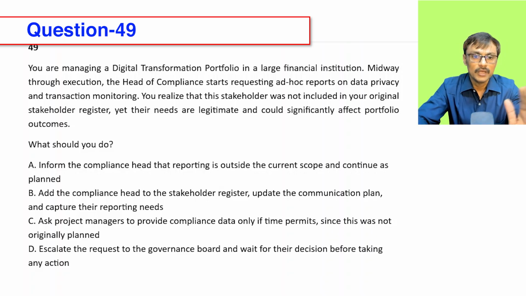Let's see the options. Option A: inform the compliance head that reporting is outside the current scope and continue as planned. So definitely you don't just want to follow your current communication management plan. You want to adapt it here.